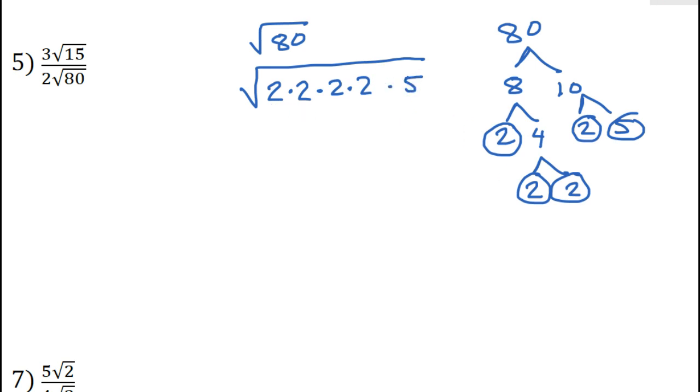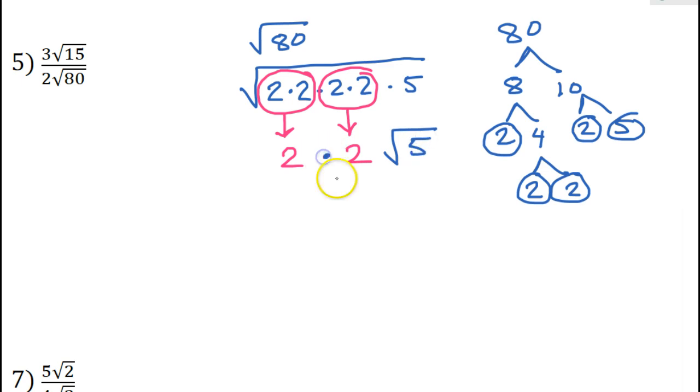Now, every pair of numbers is going to become a single number outside of the radical. So this pair of 2's is going to become a single 2 outside of the radical. This pair of 2's is going to also become a single 2 outside of the radical. This single 5 has to stay in the radical. And this is now multiplication, so this is going to give us 4 radical 5.